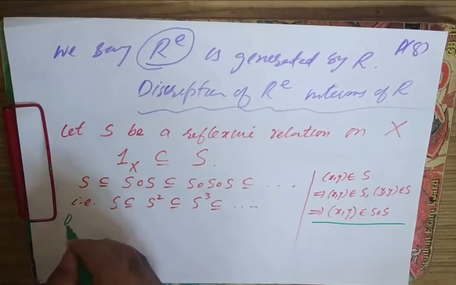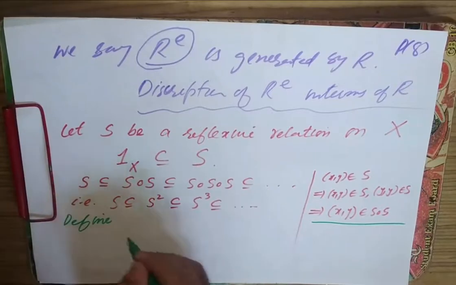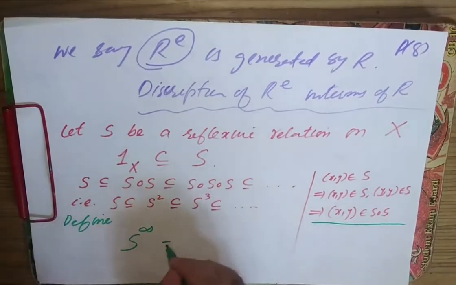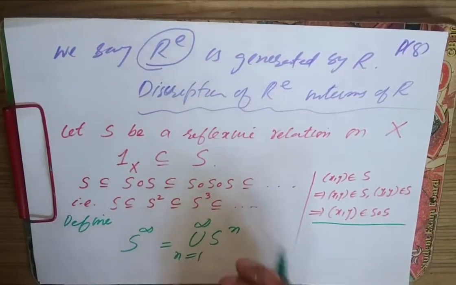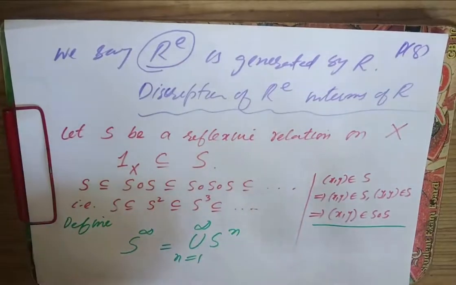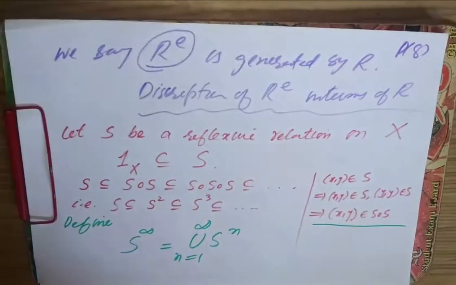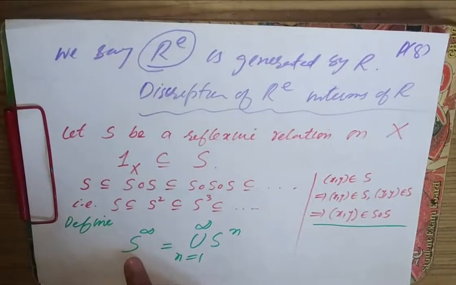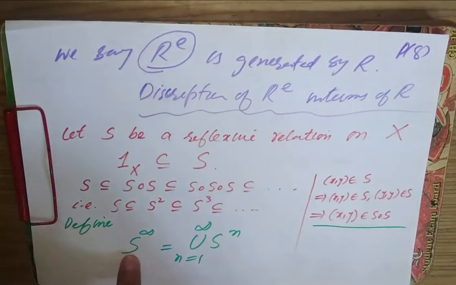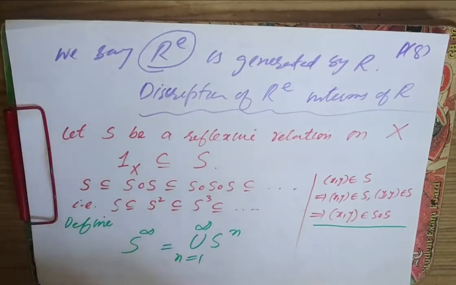So let's define the following set now. This is a very important set, S infinity, which is equal to the union of S^n as n runs from 1 to infinity. So it's S union S square union S cube and so on. That's the union. And we will see that this S infinity is called a transitive closure. Why is it called a transitive closure? We'll show that S infinity is actually a transitive relation.